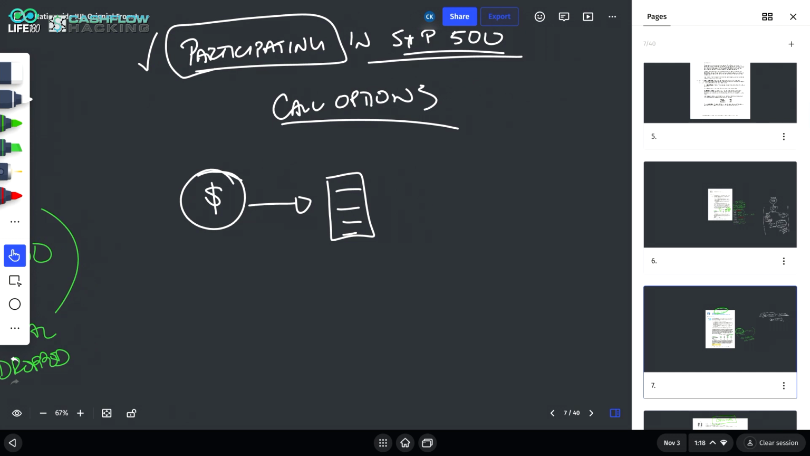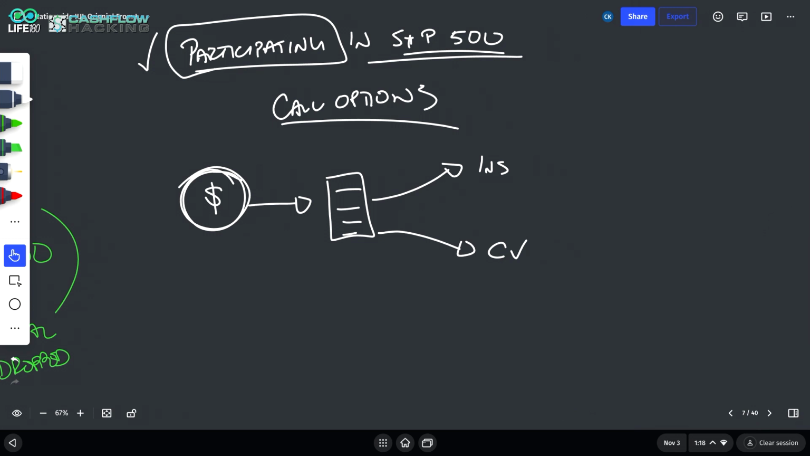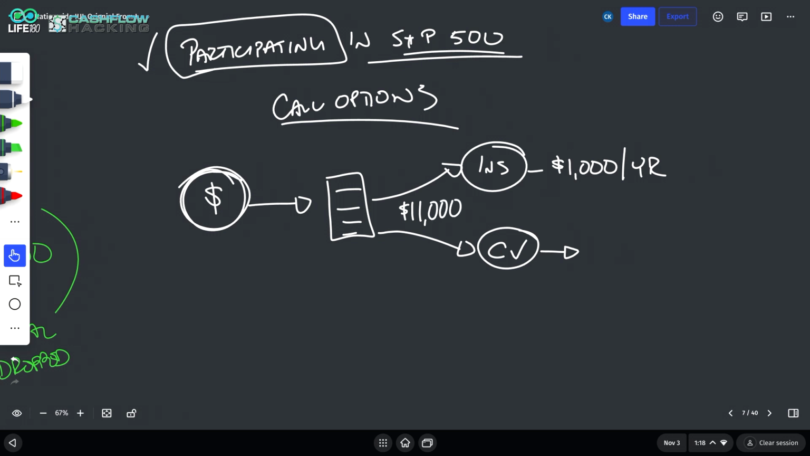Out of the money of the policy, some of it goes to insurance, some of it goes to cash value. And from there, let's say it's an $11,000 premium, and say it's a really highly focused policy on cash value. The insurance is going to cost you $1,000 per year, and out of 11,000 total, just to keep it simple, we're going to have $10,000 per year going into the cash value, okay?